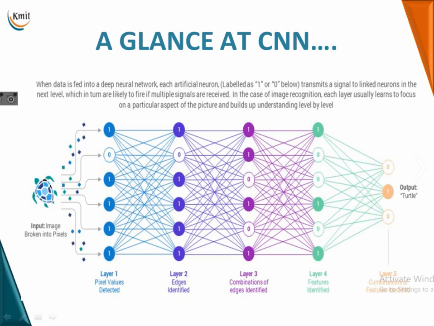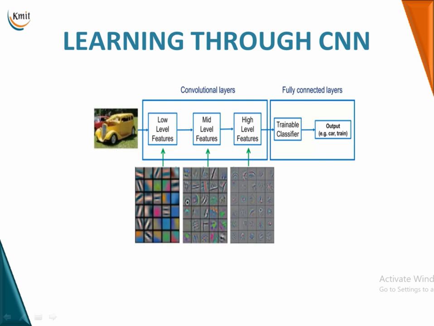Okay, so this was a glance at the CNN model. Now, how do we learn through CNN? You will use a combination of convolutional layers and fully connected layers. There are other layers also in between, and we will see them one by one in detail. But as a brief overview, it's a combination of convolution layers and a fully connected layer, where the fully connected layer is prefixed with convolution layers.